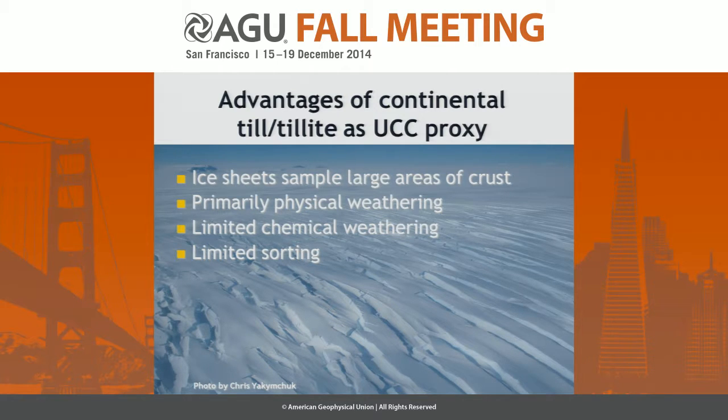So the advantages of using till, tillite or diamictite of glacial origin as a UCC proxy, compared to things like shale, which are commonly used for this purpose: obviously, if you have a continental ice sheet like what's on Greenland or Antarctica, these ice sheets are sampling very large areas of crust and dumping that material at some final destination offshore. The weathering process is primarily physical rather than chemical, so you're not having as much fractionation of elements due to dissolution of phases, or incongruent breakdown of minerals chemically. And also, by definition, till or tillite has limited particle sorting by hydrodynamic properties. That's another thing that happens with sediments like windblown loess: you have enrichments in certain minerals that affect the chemistry of the bulk material you're analyzing.